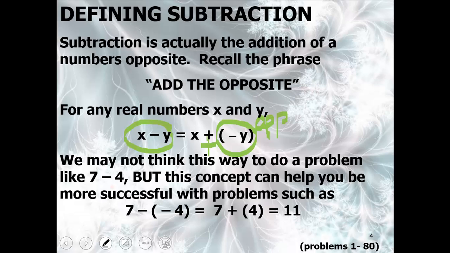We have 7 minus a negative 4, okay? So we're going to rewrite it as add the opposite. So I leave my first term exactly the same, 7. I change subtraction to addition because I'm adding, and then I take the opposite of negative 4. The opposite of negative 4 is positive 4. So it ends up 7 plus 4 equals 11. We're always going to change it to add the opposite. The opposite means flip the sign.